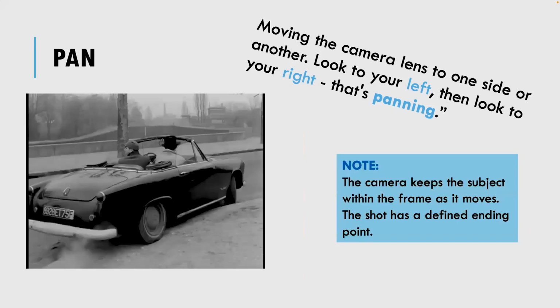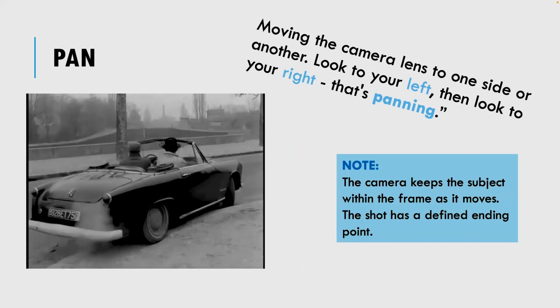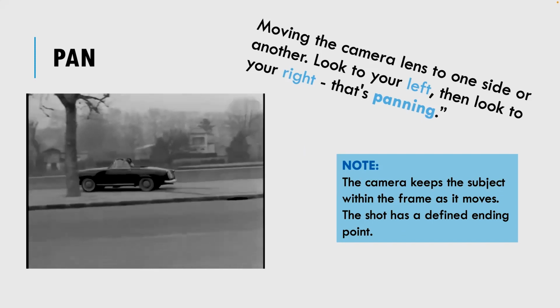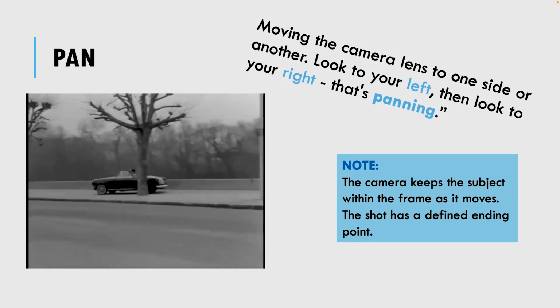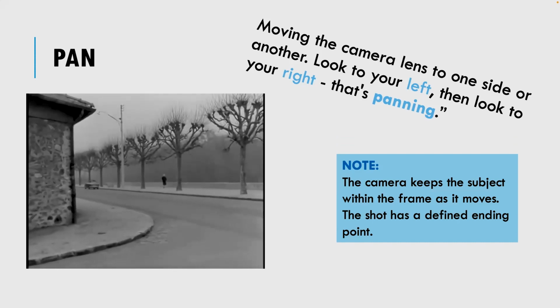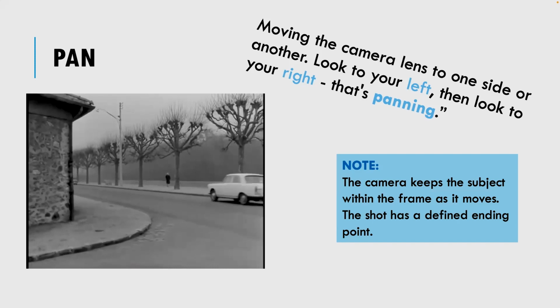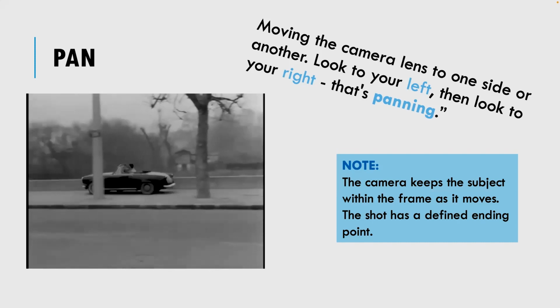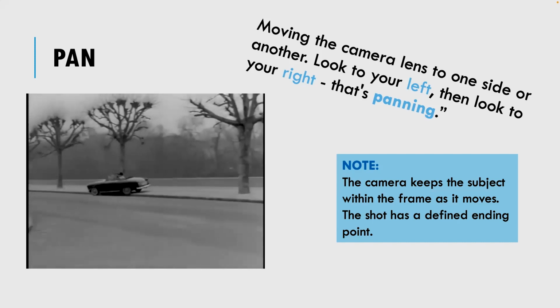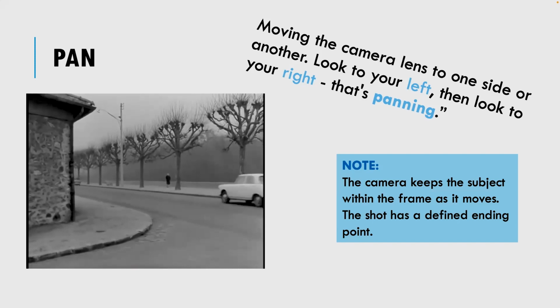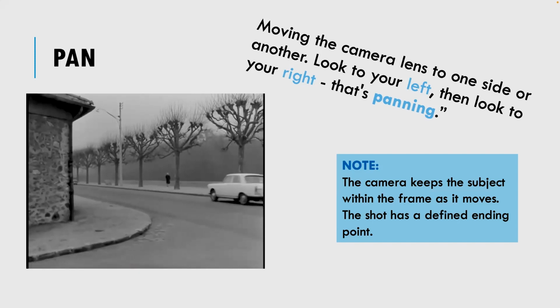Let's watch this short little clip here of a pan and a couple of things that I want you to note as we watch this. First of all, note that as the car moves, the camera pans, keeping the car in frame. Also, we've got that defined ending point where the camera movement is going to end. Let's take a look right here. The camera is panning, keeping the car in frame, and it stops right there, allowing the car to drive out of the frame. That's an excellent technique.